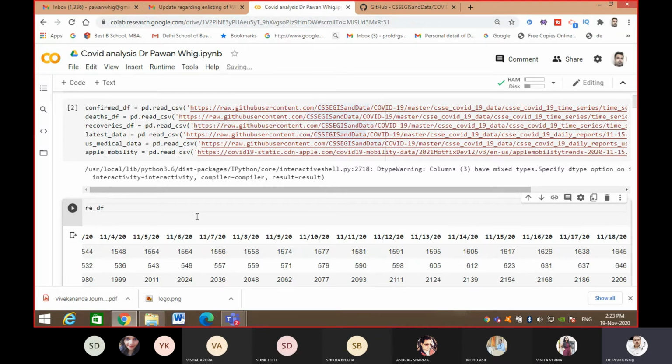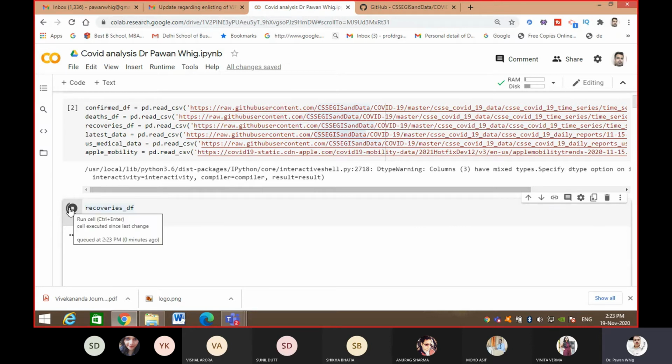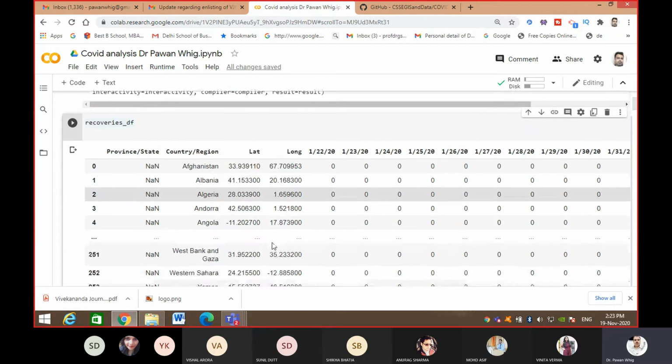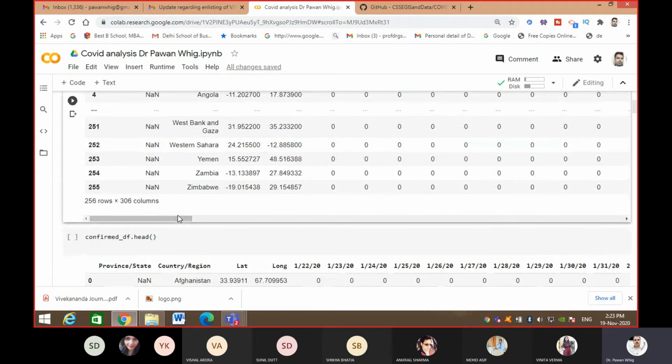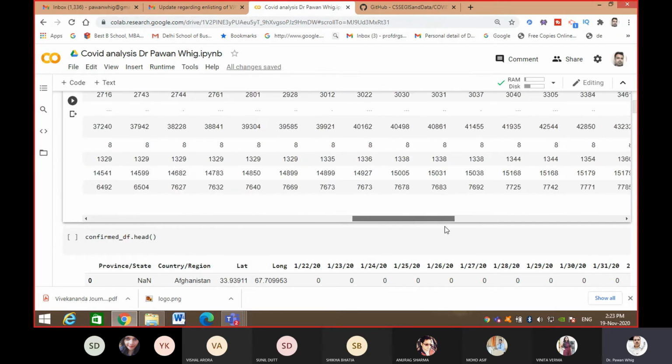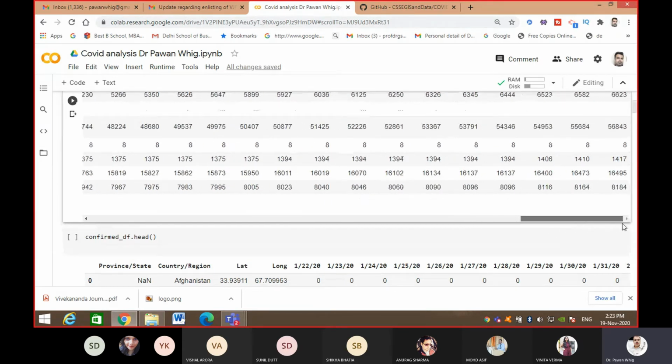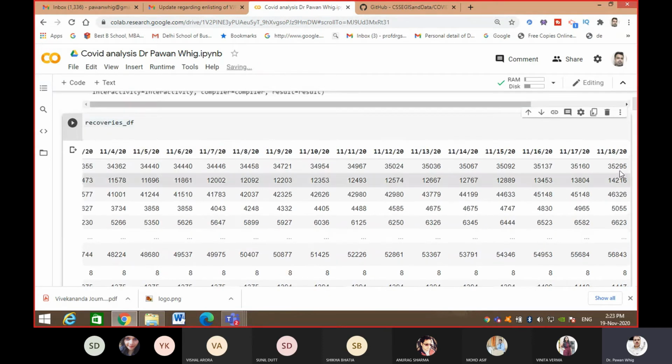You just have to type recoveries dot underscore df. If I clear this, you see the recovery rate of particular countries is shown there. Like if we are talking about Zimbabwe, the last country, you see this percent, 8184 persons have recovered till now, till the date 18th of November, which means yesterday.